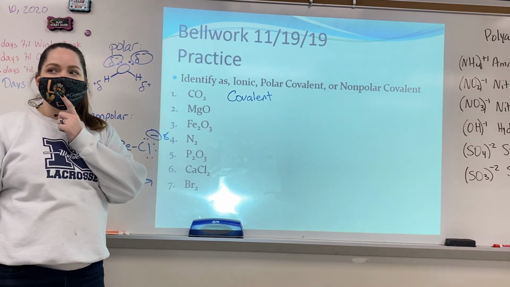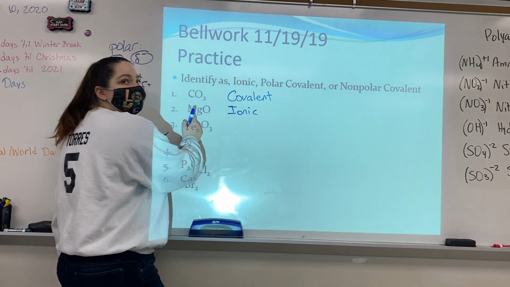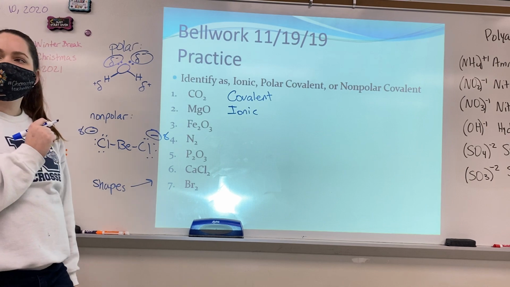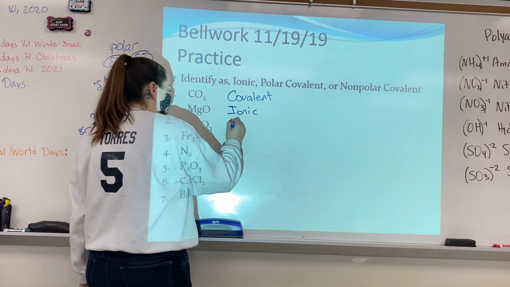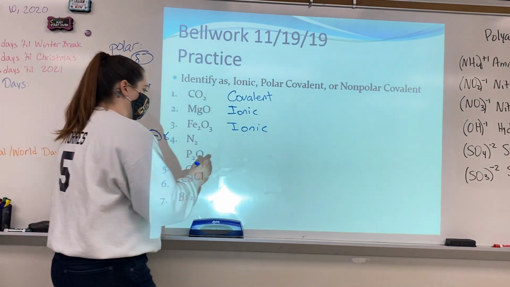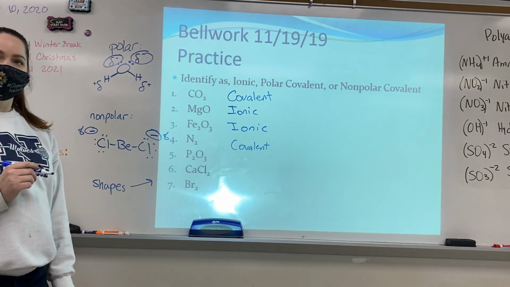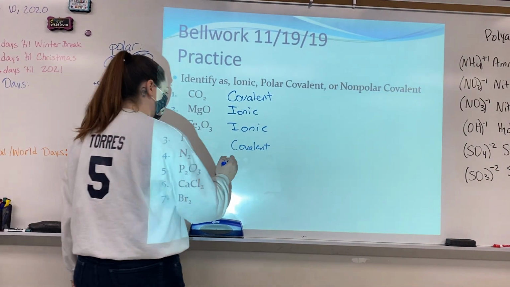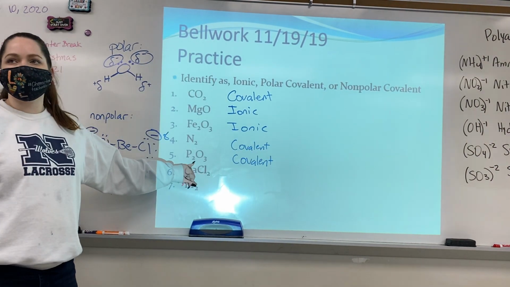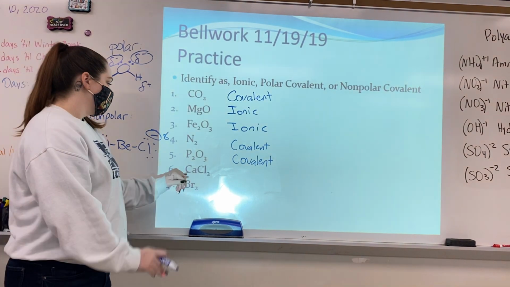What is MgO? Ionic. Magnesium is in column 2. It's a metal. Fe2O3, ionic because iron is a metal. What about N2? Covalent. What about P2O3? That is covalent. How do you name P2O3? Diphosphorus trioxide.